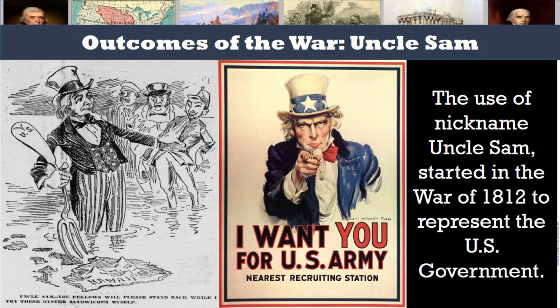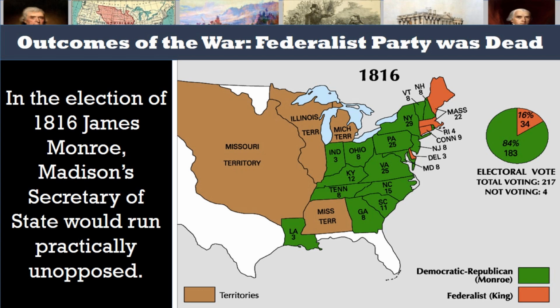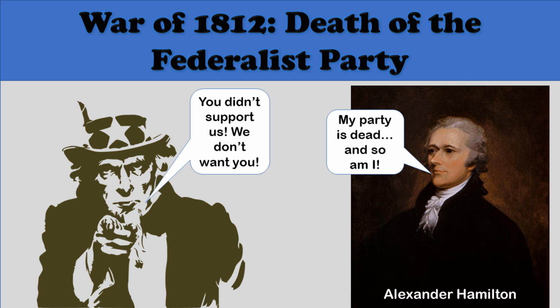lands. On a side note, for a little trivia, the use of the nickname Uncle Sam started in the War of 1812 to represent the U.S. government. And politically, as a result of the war, the Federalist Party was pretty much finished. In the election of 1816, James Monroe, Madison's Secretary of State, won in a landslide, as the Federalists were seen as unpatriotic during the war. 4 years later, he ran virtually unopposed.